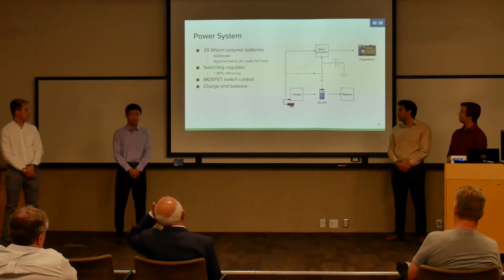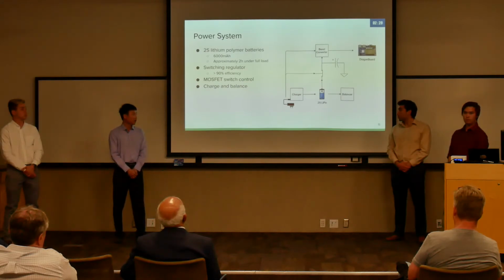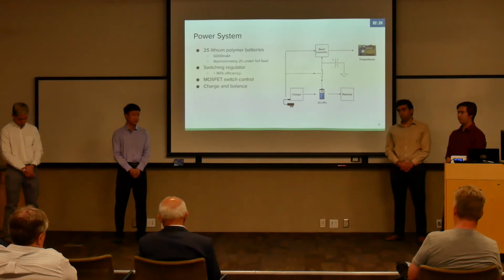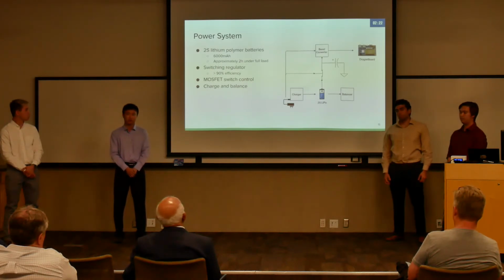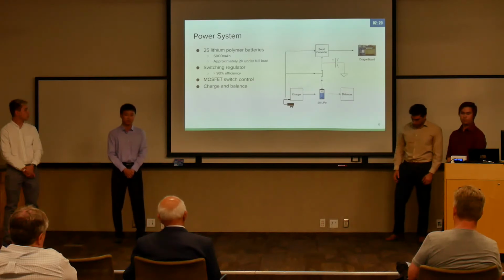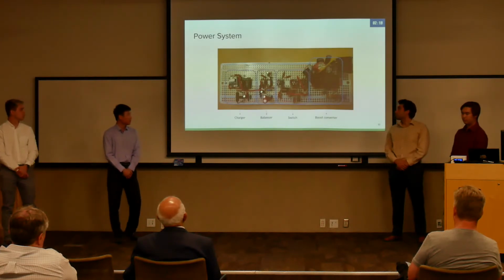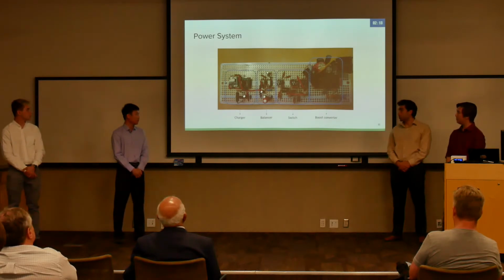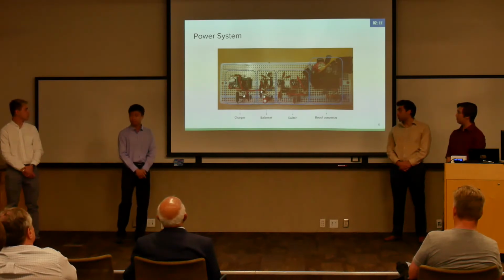The balancer is to maintain equal voltage between the two battery cells to keep them safe to operate. And to speed up the charging and safely charge the batteries, we designed an auto switch that will disconnect the batteries from the device when the DC input is available. And this is the prototype of the power system. It is working as designed under normal conditions.